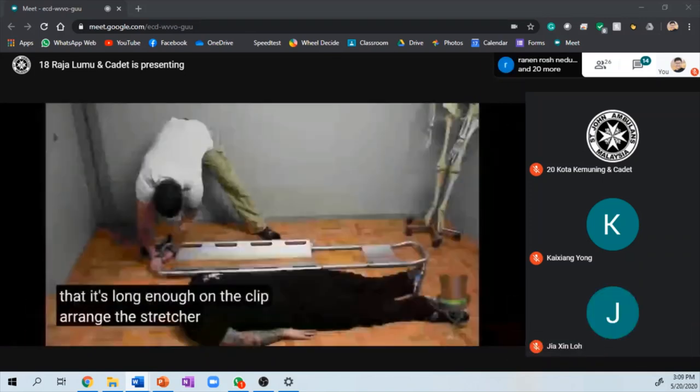As you can see, he tries to open the stretcher, but normally it opens both sides at the same time. But this one, he is very pro, he can open one by one.